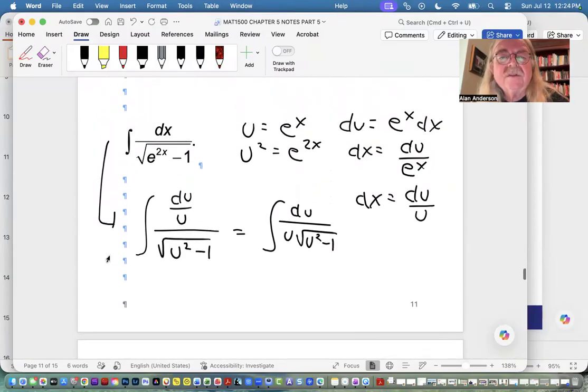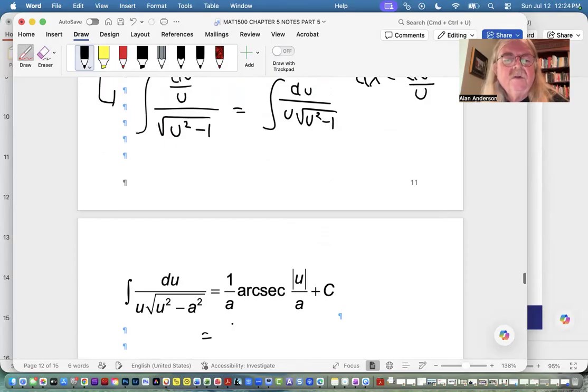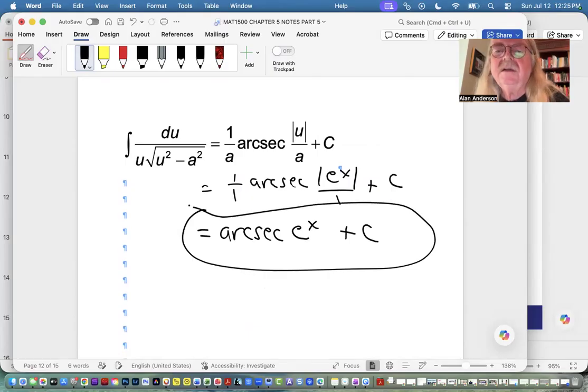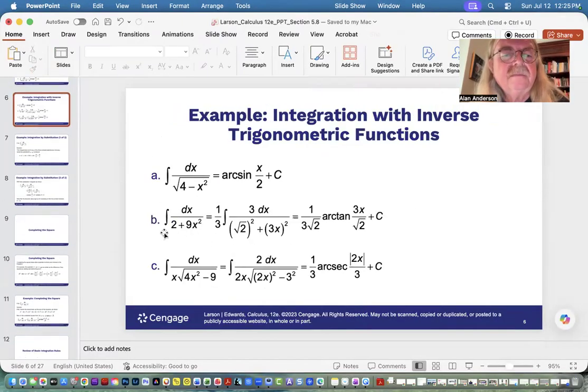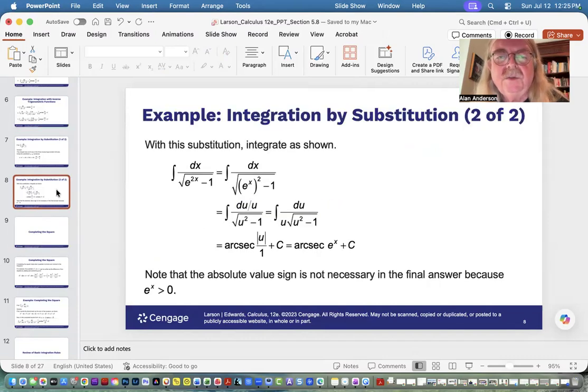So, yeah, remember, a would be 1 in this case. All right, so we have 1 over 1. Remember, we just finally decided that u would be e to the x. So it's the arcsecant. There we go. My God, what a mess that was.